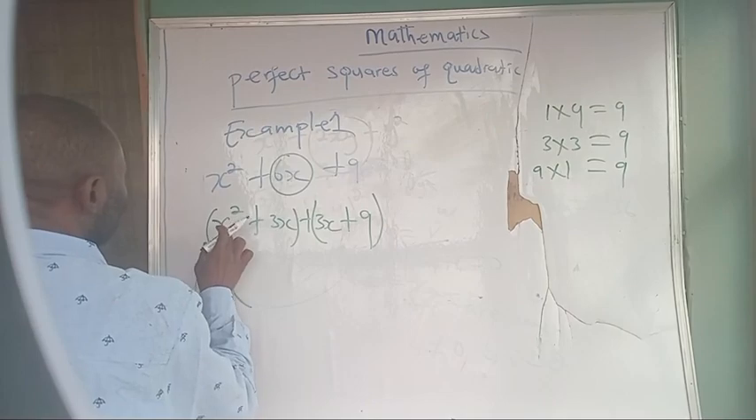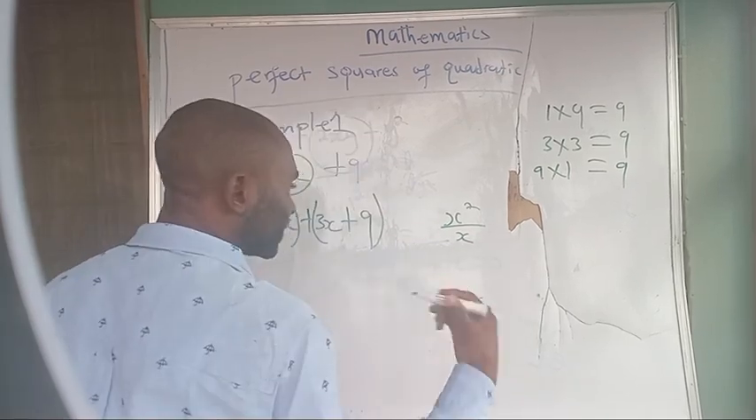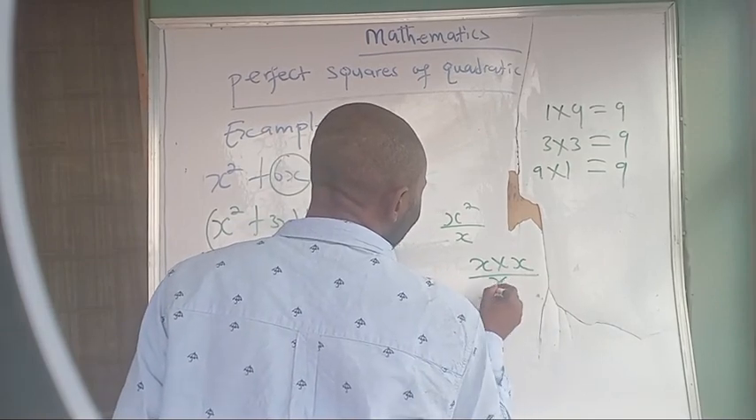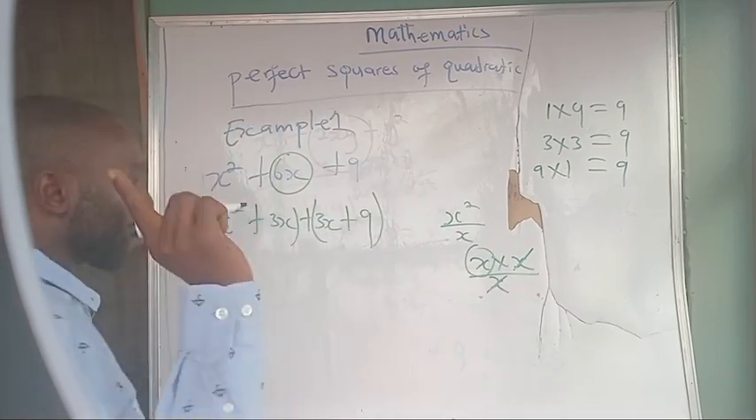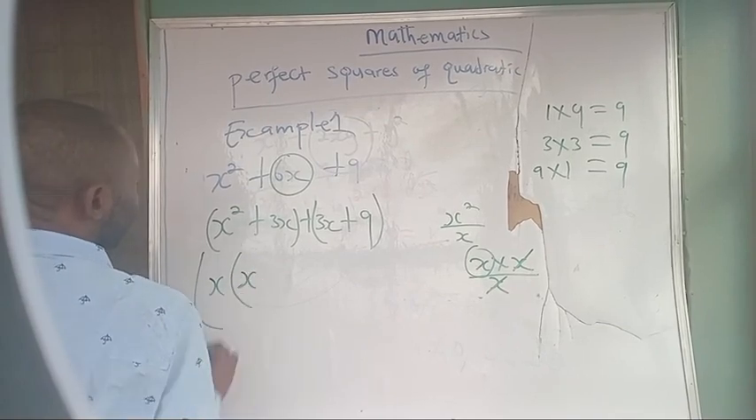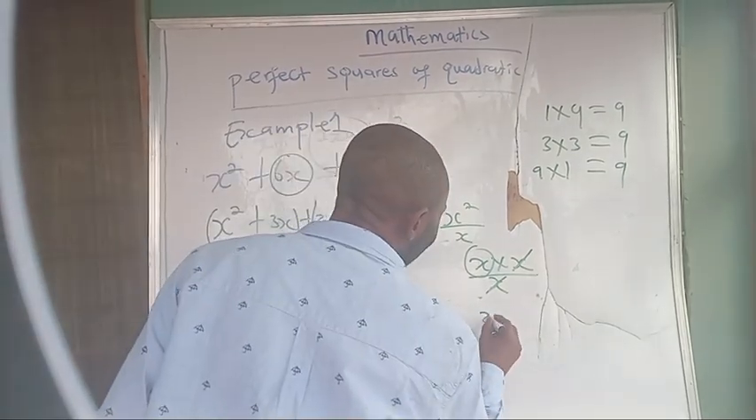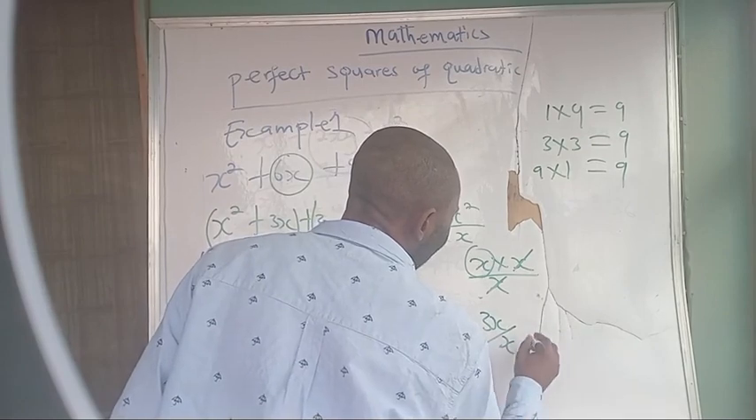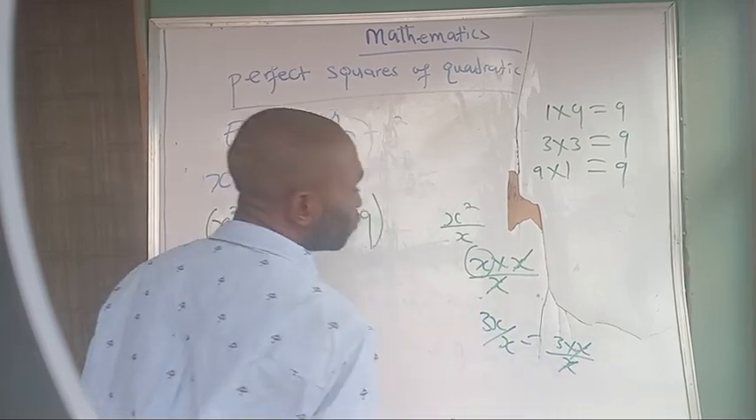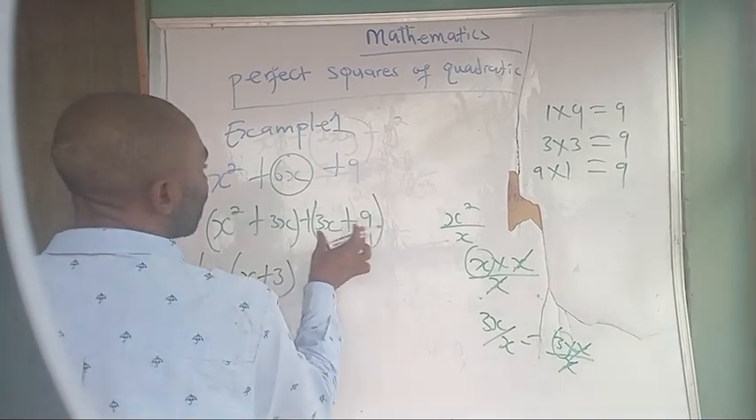So x squared divided by x, that is the same thing as x times x all over x, such that x cancels x and we remain with x. So x squared divided by x will give us x. Then 3x divided by x is the same thing as 3 times x all over x. x into x remains 3, which means we have only 3 here. Then the second bracket, the same thing.